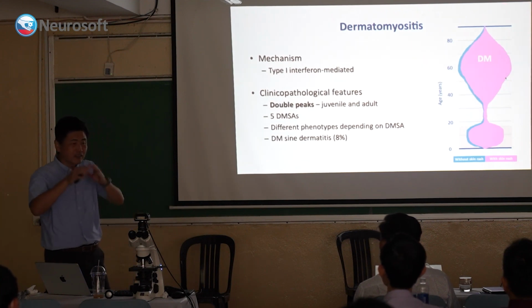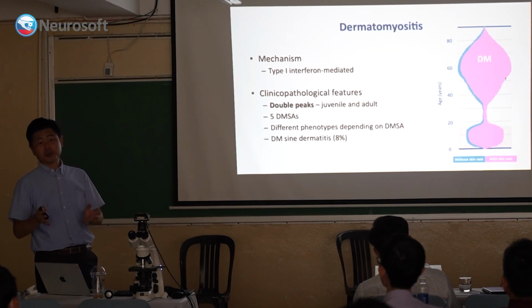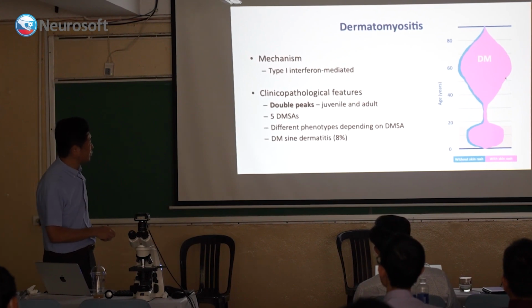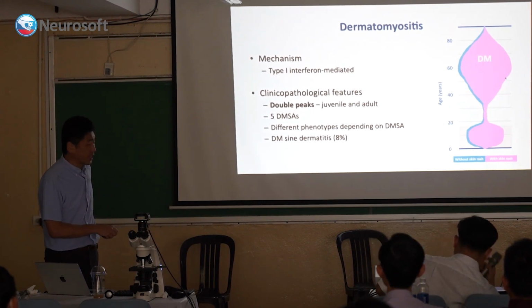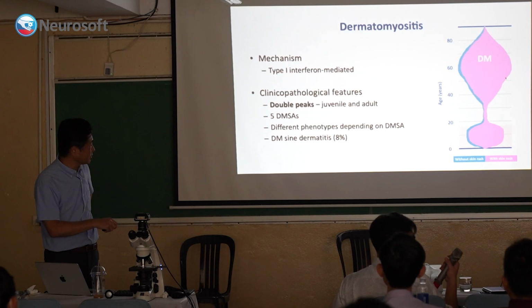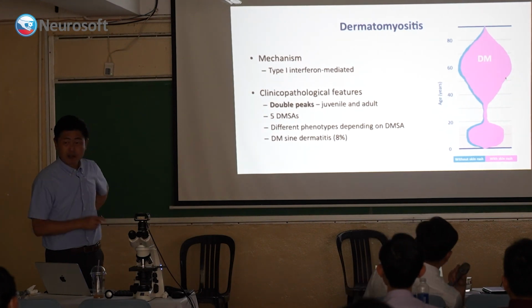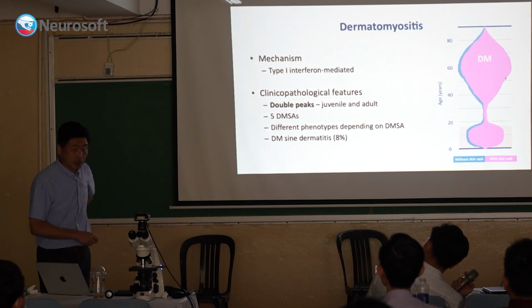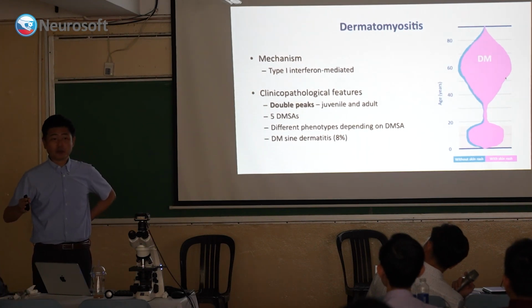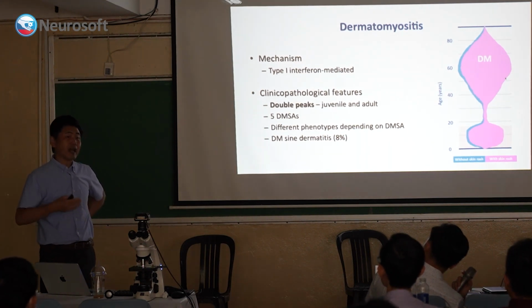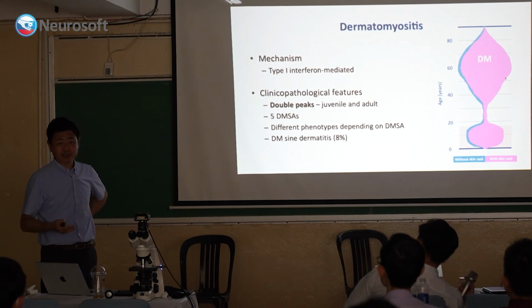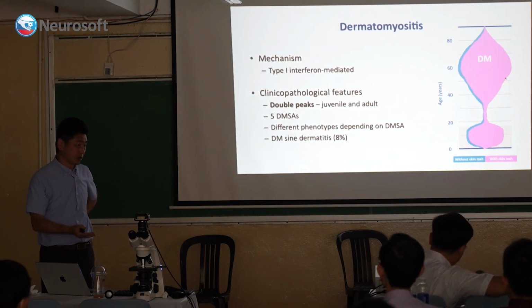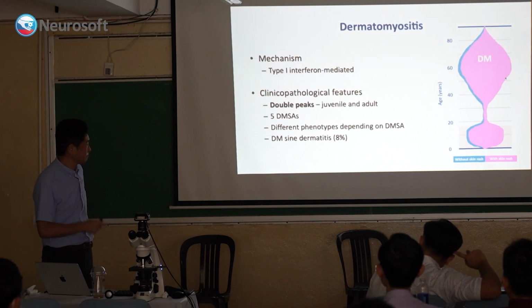This cartoon indicates the rough image of the distribution of the patients according to the age. So you have a big cluster in pediatric patients and adult patients like this. But you have to be careful. Like 8% of patients don't have skin rash, so they may well be diagnosed as polymyositis by rheumatologists or dermatologists. So you have to be careful about it.